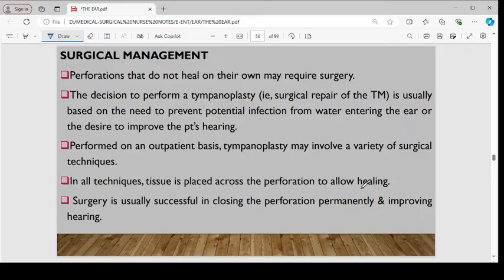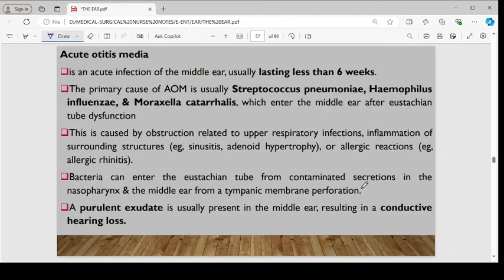Surgical interventions on such patients would be performed on an outpatient basis, and tympanoplasty may involve a variety of surgical techniques. In all the techniques, tissue is placed across the perforation to allow healing. Surgery is usually successful in closing the perforation permanently and improving hearing.